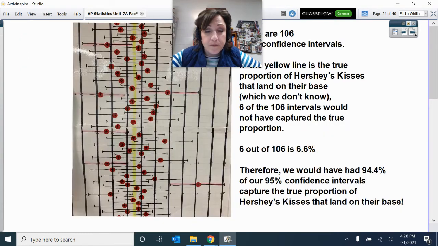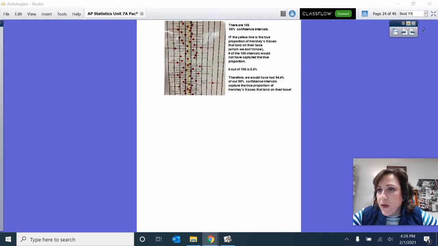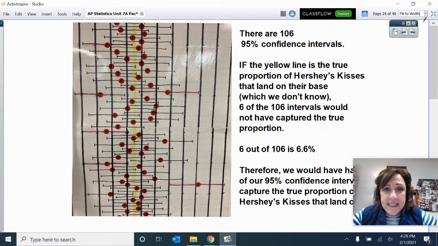Okay, so now, this is great. Here are 106 of the 95% confidence intervals that we made with our Hershey's Kisses lab. Let me move my big old face out of the way. Of these 106 confidence intervals we made, I speculated and drew this yellow line in here, which happens to be at 32.5%, by the way.